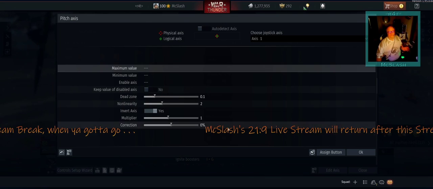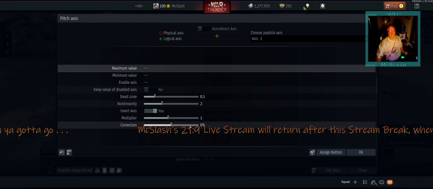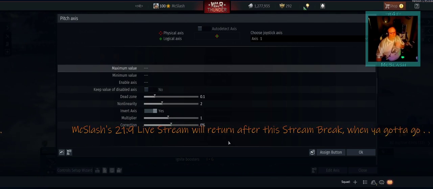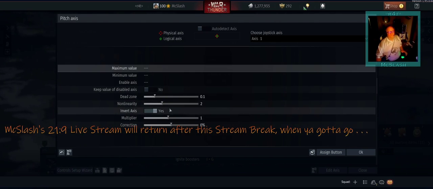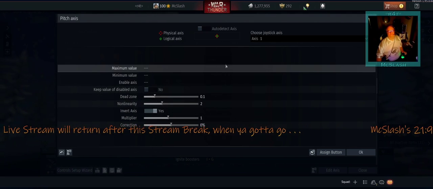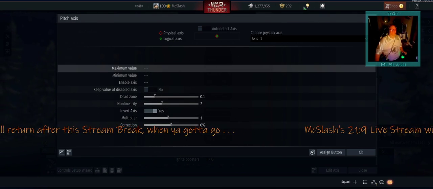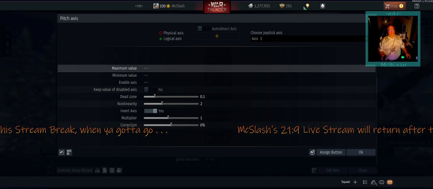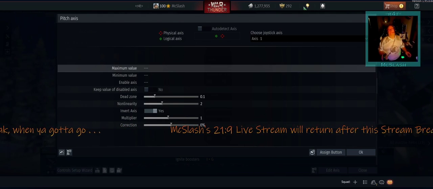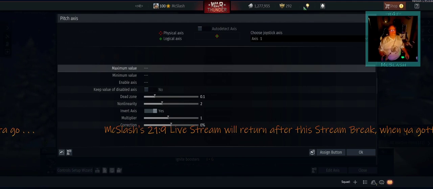Pitch. Once again, it's always the same. Multiplier is for these control surfaces. Multiplier 1, correction 0. I don't want it correcting. Dead zone 0.1. Non-linearity 2. Watch up here at the top of the screen. This is pitch. I pull back on the stick, and this is inverted. It has to be inverted.